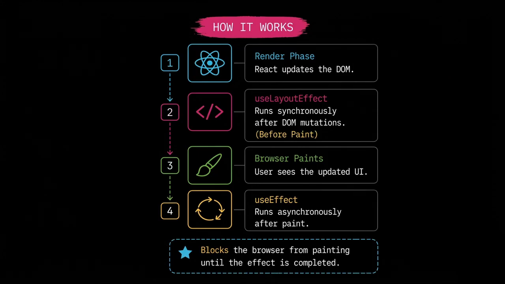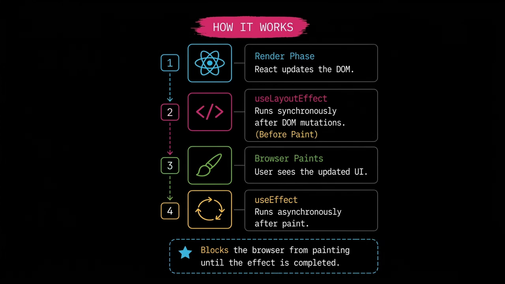How it works. Let's look at the operational timeline pipeline. Render phase. React calculates updates to the DOM. useLayoutEffect fires. Runs synchronously here. You can safely measure or mutate dimensions. Browser paints. The browser displays the finished, properly positioned layout. useEffect fires. Runs asynchronously after the user already sees the screen.